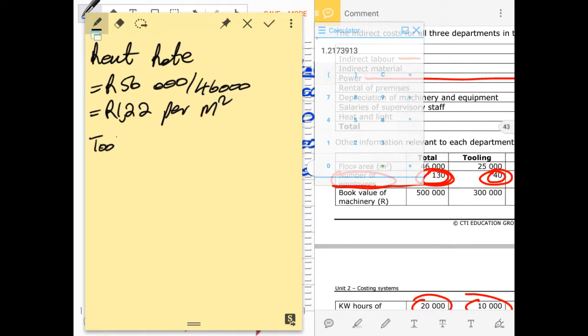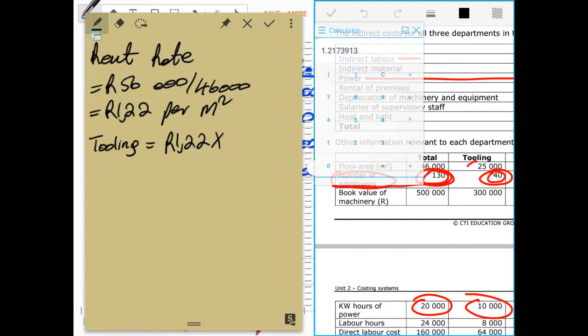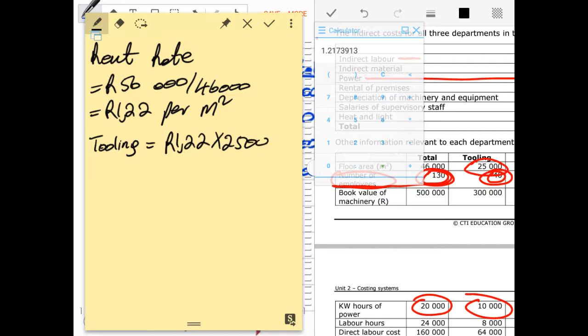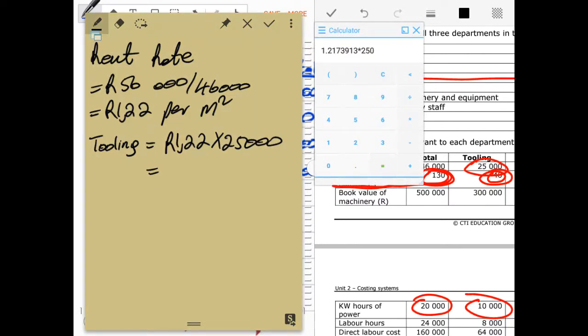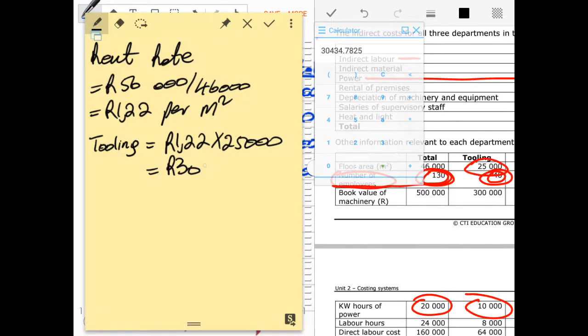Then we allocate that to the tooling department, and we say the rate is 1 rand 22 times the square meters that were utilized by the tooling department, and the tooling department utilized 25,000 square meters. Then you multiply by 25,000 square meters. That gives us 30,435.